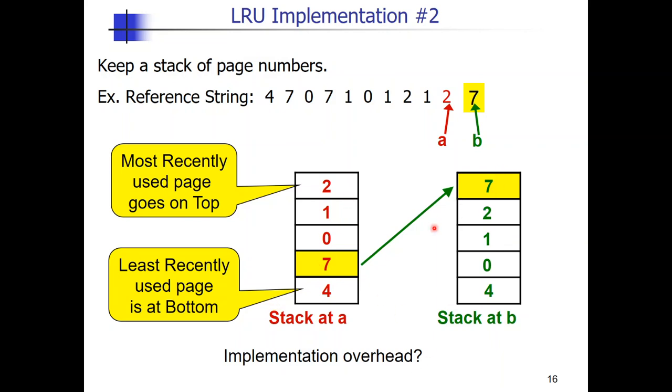Over here, note that there was no need to kick anything out, so we didn't kick out 4. We had 7 available to us, so we just accessed it. The implementation overhead over here is a little bit less compared to the previous counter implementation. Over here, we still need to maintain a stack. So the operating system needs to maintain a stack, and every time we have an access, it needs to push things to the top of the stack. So there is implementation overhead, not as much as the previous implementation.